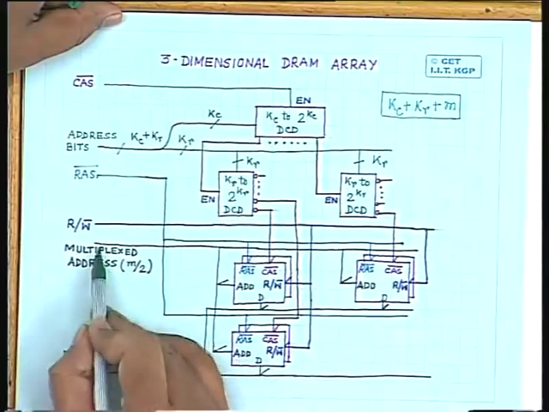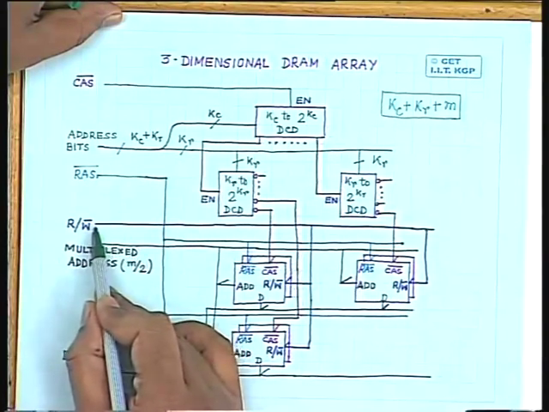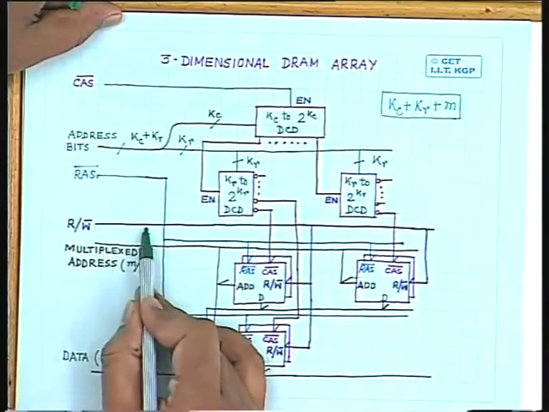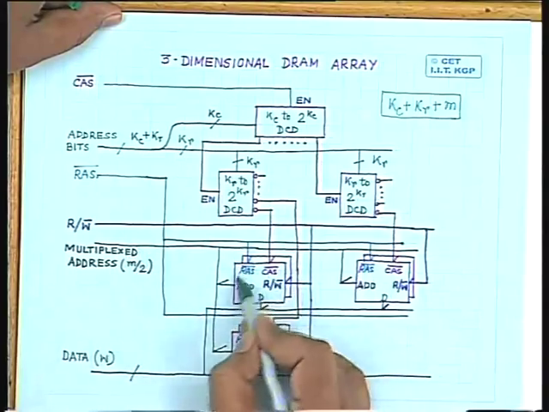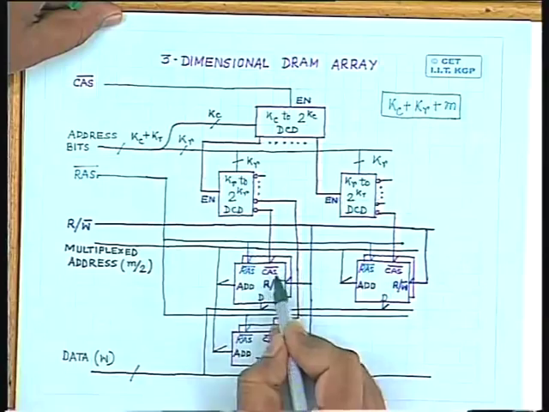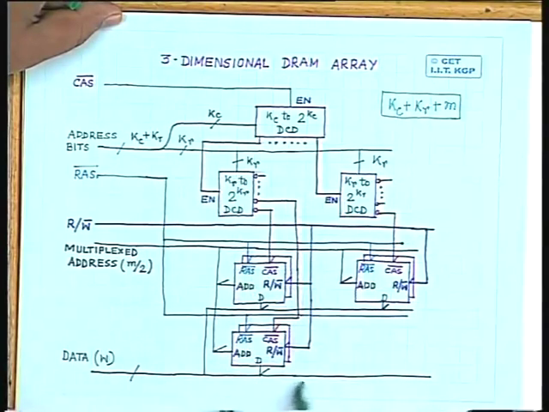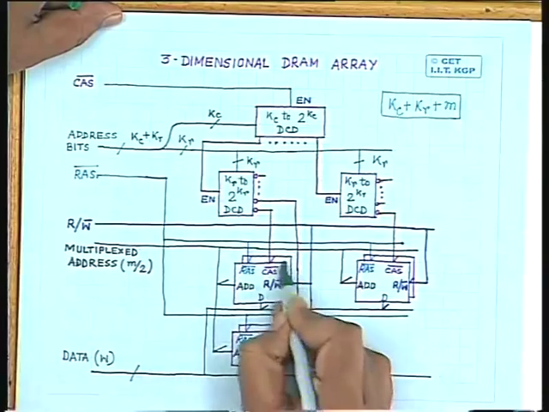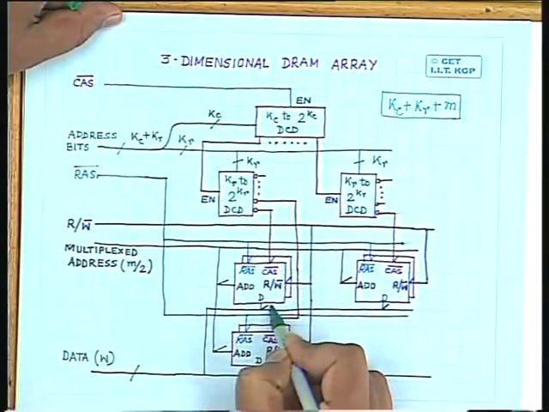Okay, then if it is a read operation, then this read write bar line has to be made high. When the corresponding memory module will be read, and the output will be available on these data output lines. And here you find that the data output lines of all these chips in a particular module are also connected in parallel.